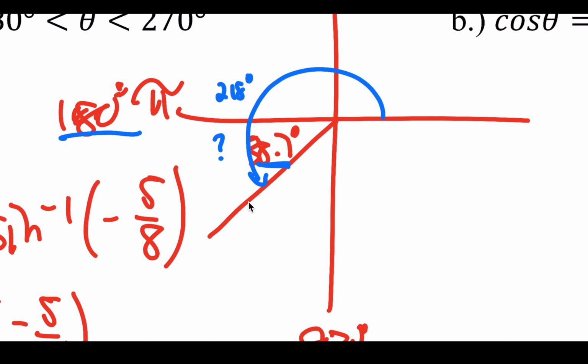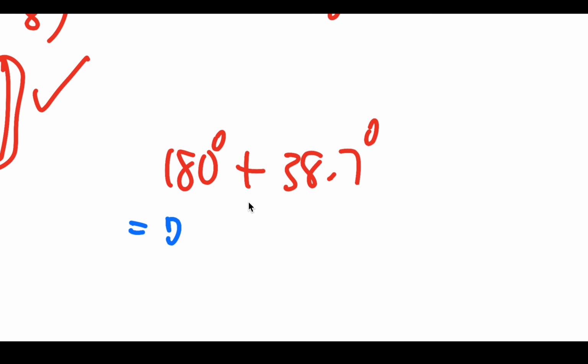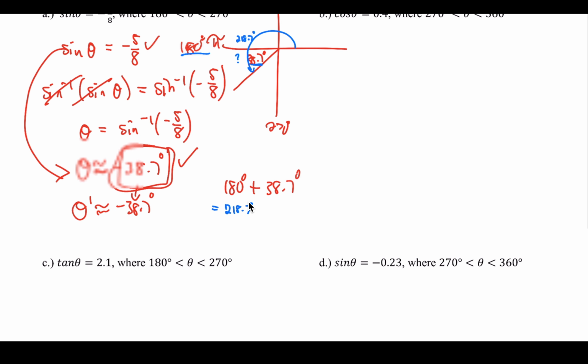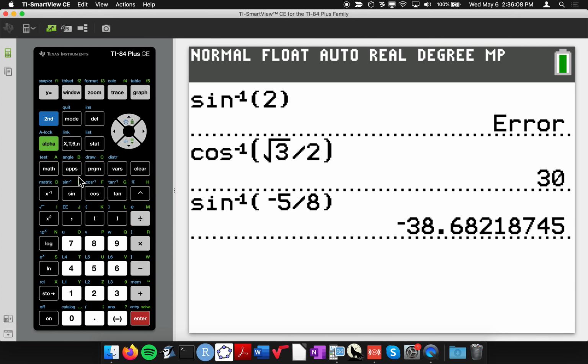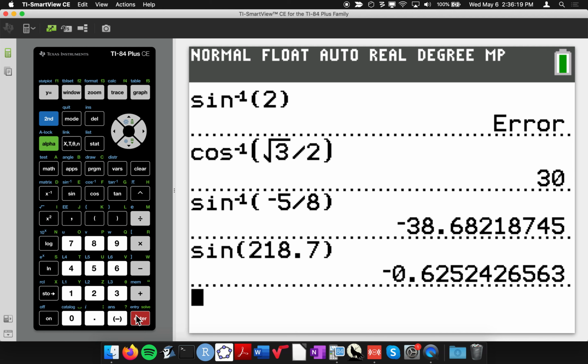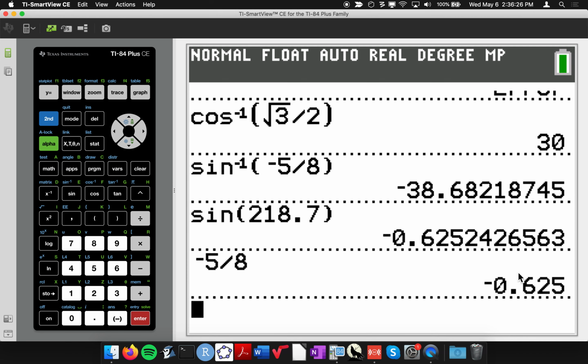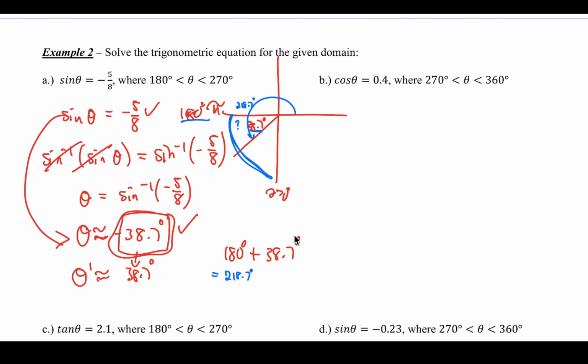Okay, 218.7 degrees. All right, so this is my answer, 218.7 degrees. So that is the angle in this quadrant that if I take its sine, I'm going to get negative 5 over 8. And you can check yourself. There's no reason to doubt yourself. Just go sine and type in the angle, 218.7, and you should get back about negative 5 over 8. So type negative 5 over 8 and see what you get. Very, very close. Okay, so that's my angle in the third quadrant that has a sine of negative 5 over 8. Right?